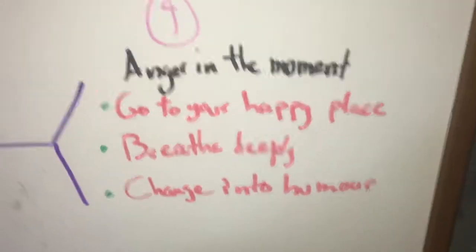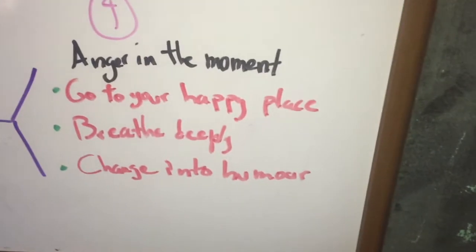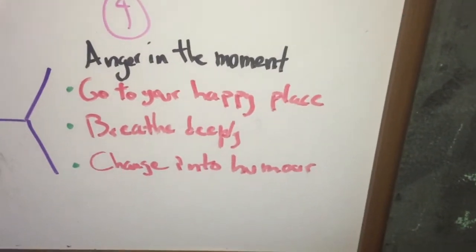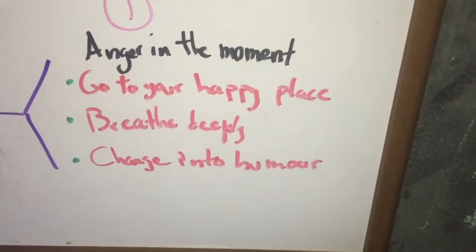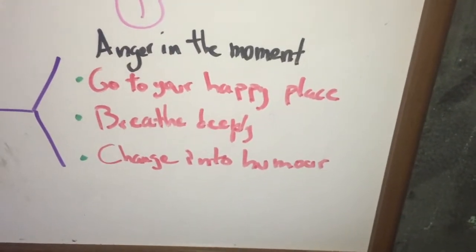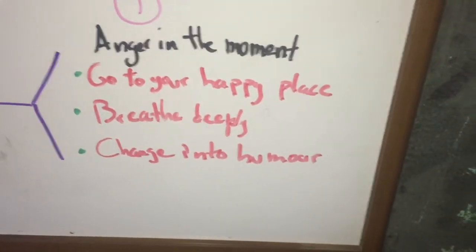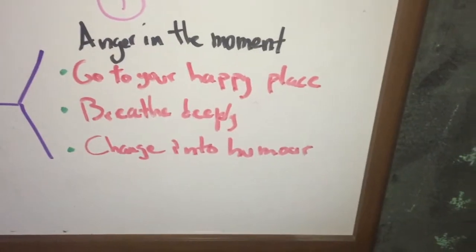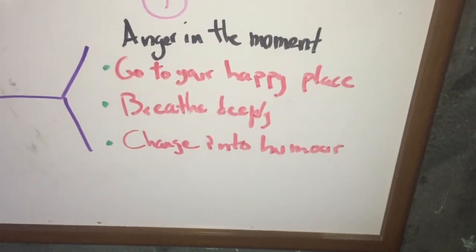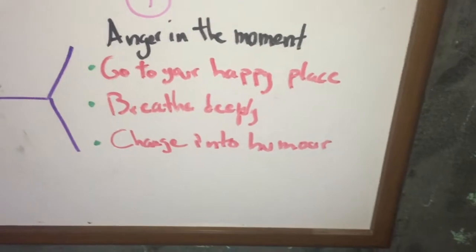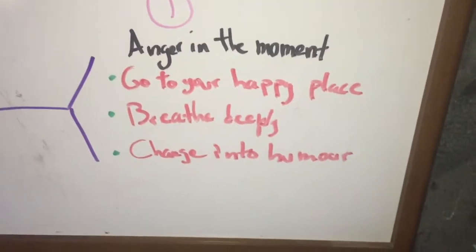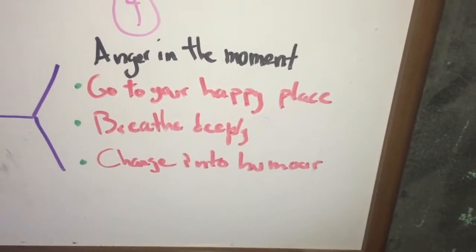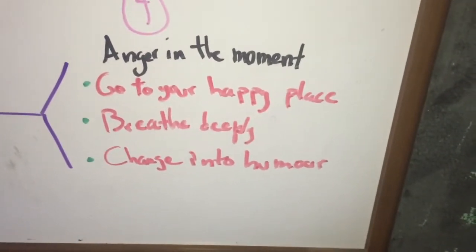Now, anger in the moment. Anger in the moment states basically not something in general over a period of time, but more like a day or an hour situation where you have been showing anger to a person. Now, go to your happy place basically means remembering a happy situation, a family trip, a time you laughed or had fun with your friends. That basically makes your body react in a happy way, controlling your anger.